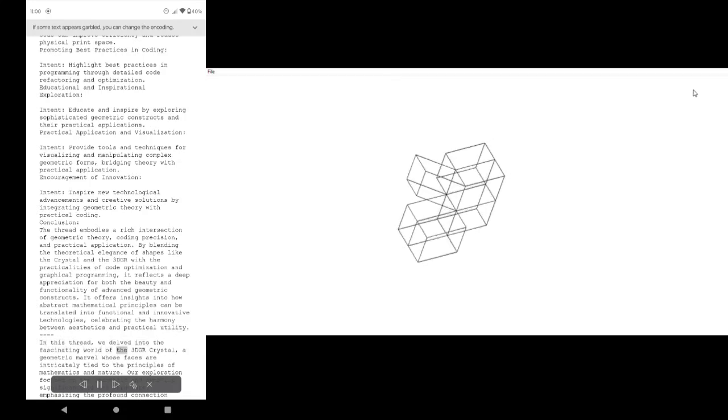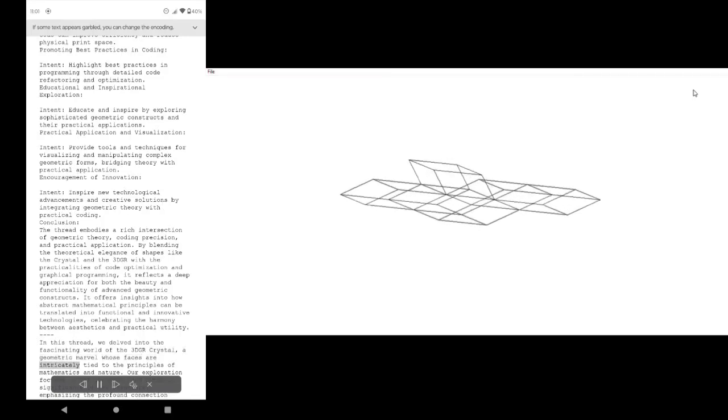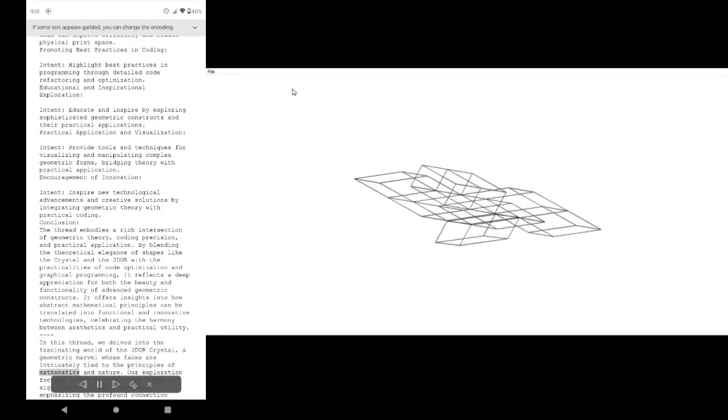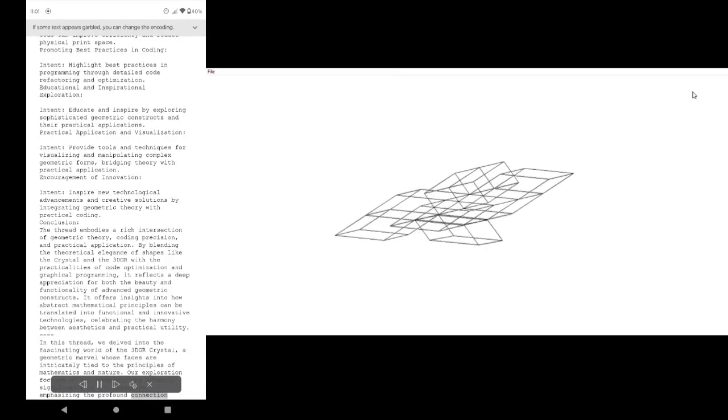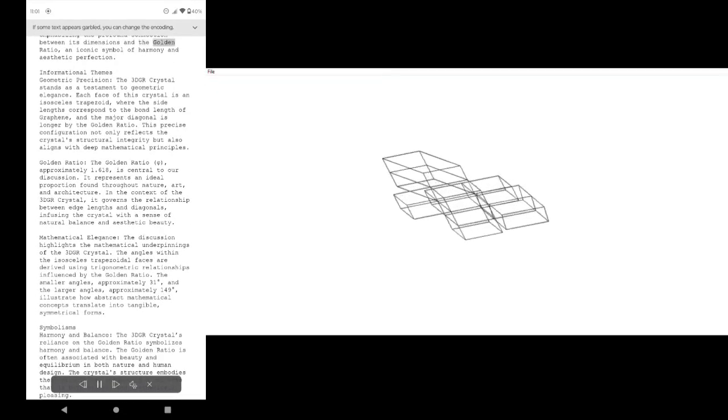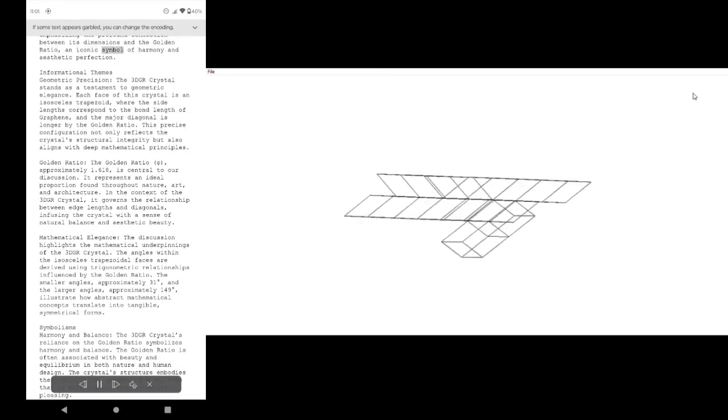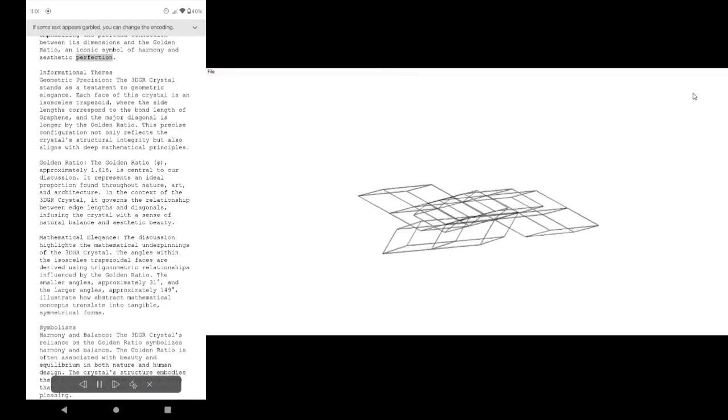In this thread, we delved into the fascinating world of the 3D GR crystal, a geometric marvel whose faces are intricately tied to the principles of mathematics and nature. Our exploration focused on the geometric and symbolic significance of its structure, emphasizing the profound connection between its dimensions and the golden ratio, an iconic symbol of harmony and aesthetic perfection.